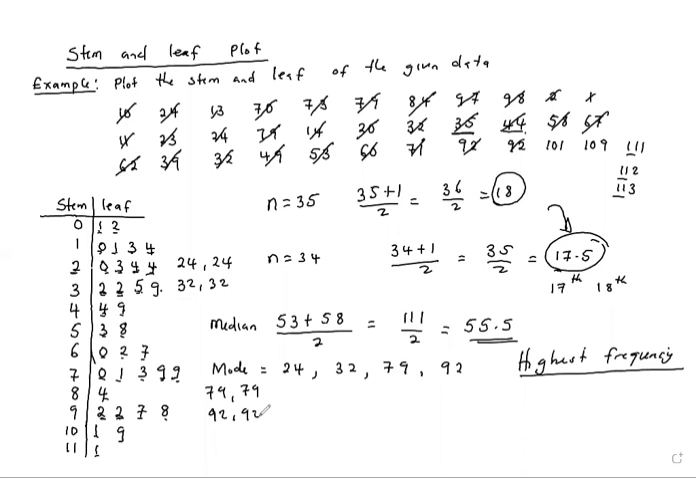The mean, you would add all these numbers and divide by 34. That's the mean. That's why the calculator is in the exam.